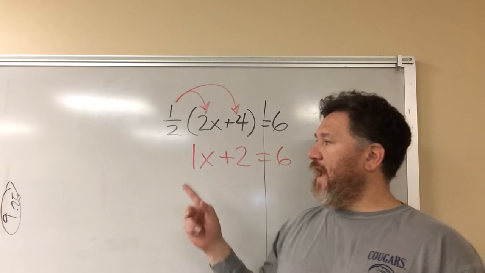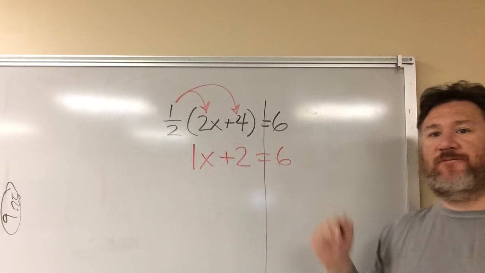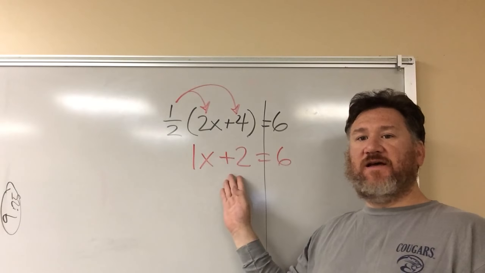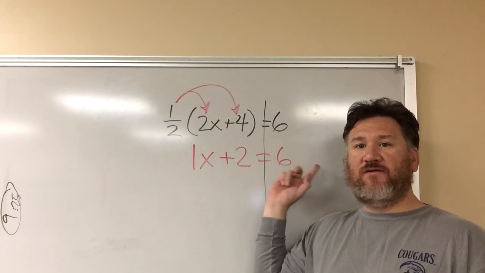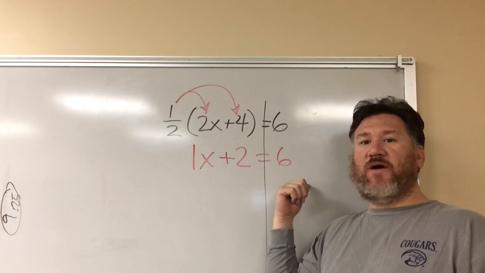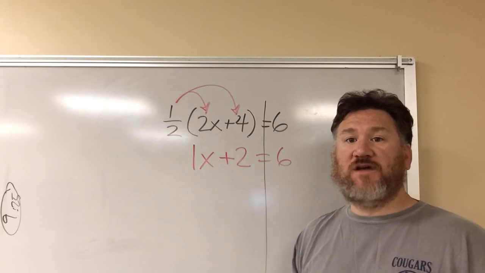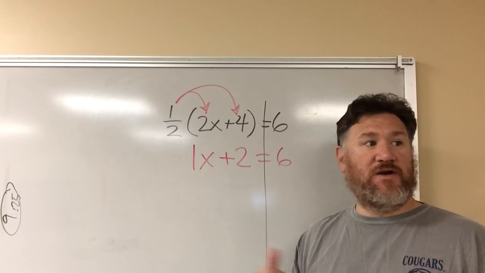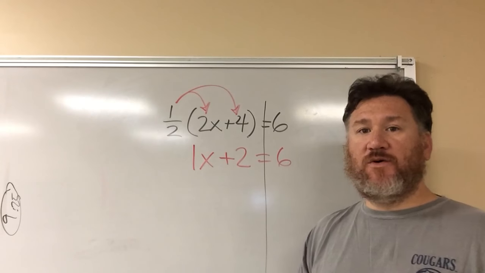Step 4, I'm going to add or subtract to get all my x's on the left, all my numbers on the right. So I have all my x's on the left already. I have 1x here. There's no x's on this side. I do have a number, and I want all my numbers on the right side. So I want to get rid of this positive 2 by doing the inverse operation. The inverse operation of adding would be subtracting. So I'm going to subtract 2 from both sides.